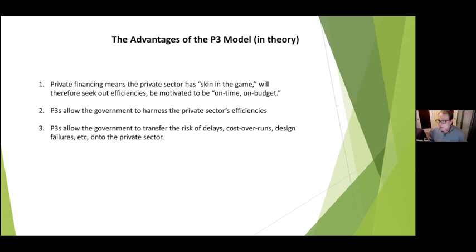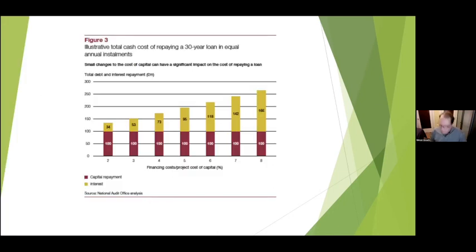And I guess that's true to a certain respect, but we have to pay for that skin in the game, right? They're not doing this out of altruism. We have to pay back what they borrow. So we ultimately pay for the skin in the game because the higher interest costs are part of the regular payments that government has to make to the P3 consortium. And just a few points of difference in borrowing rates can have huge consequences for the public purse, right?